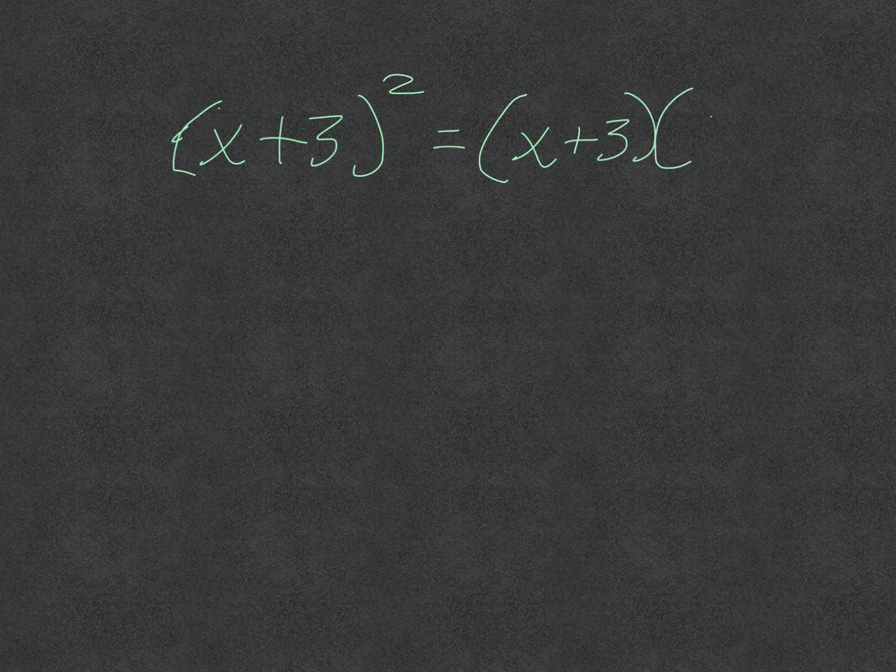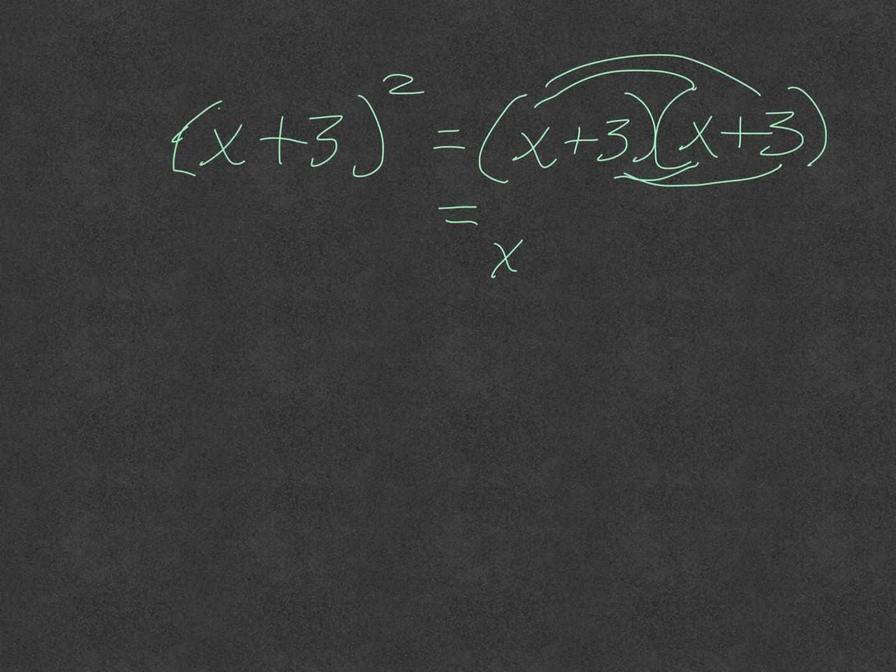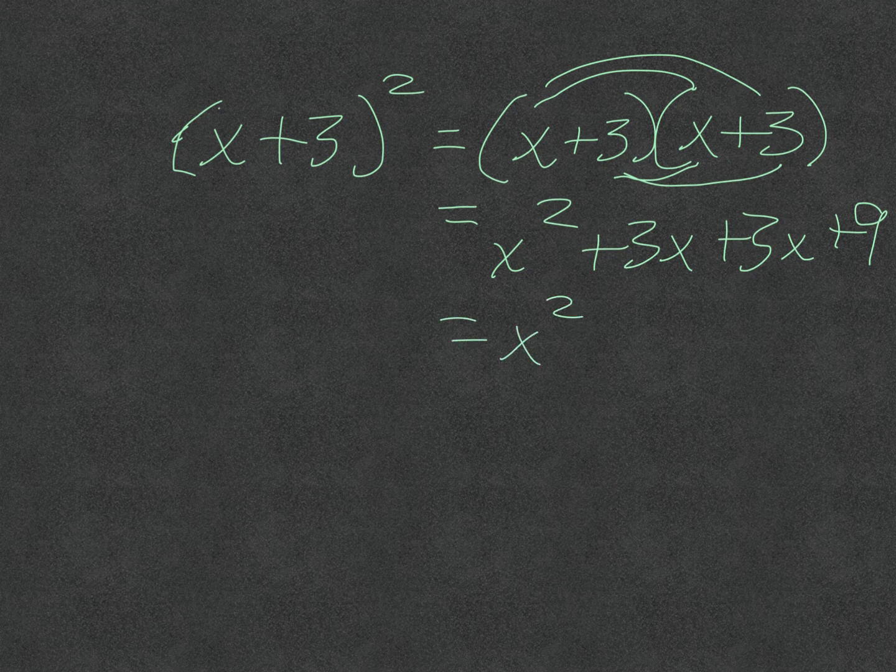So the other ones take on problems that look like this. x plus 3 quantity squared. Now, in general, whenever I see a quantity squared, I just write x plus 3 times x plus 3. And then I would use the FOIL method, and I would multiply this out. x squared plus 3x plus 3x plus 9. So we end up with x squared plus 6x plus 9.